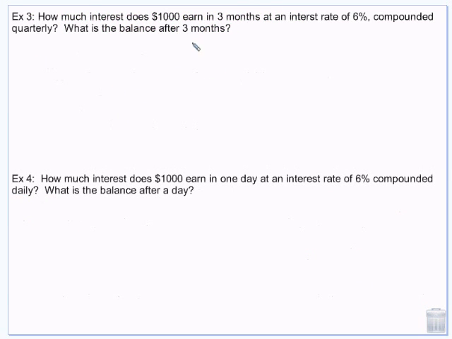Okay, at 3 months, 3 months is a fourth of a year. So a fourth of a year is 0.25 years. So we have 1,000 times her interest rate times a quarter of a year.